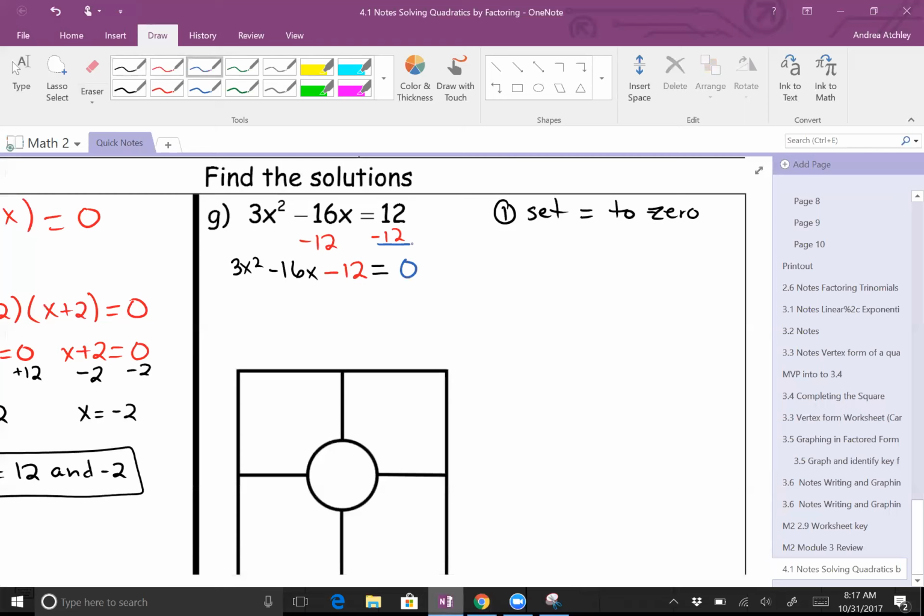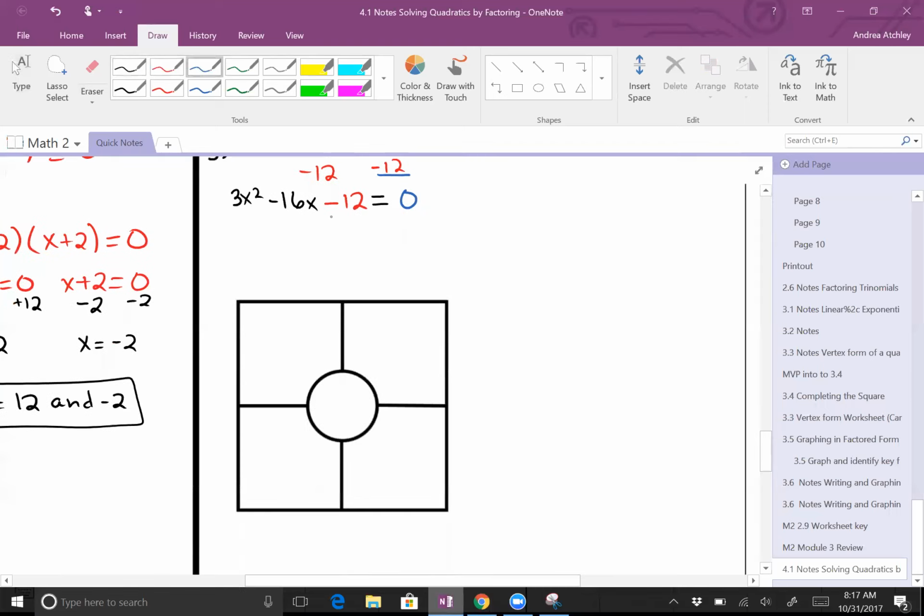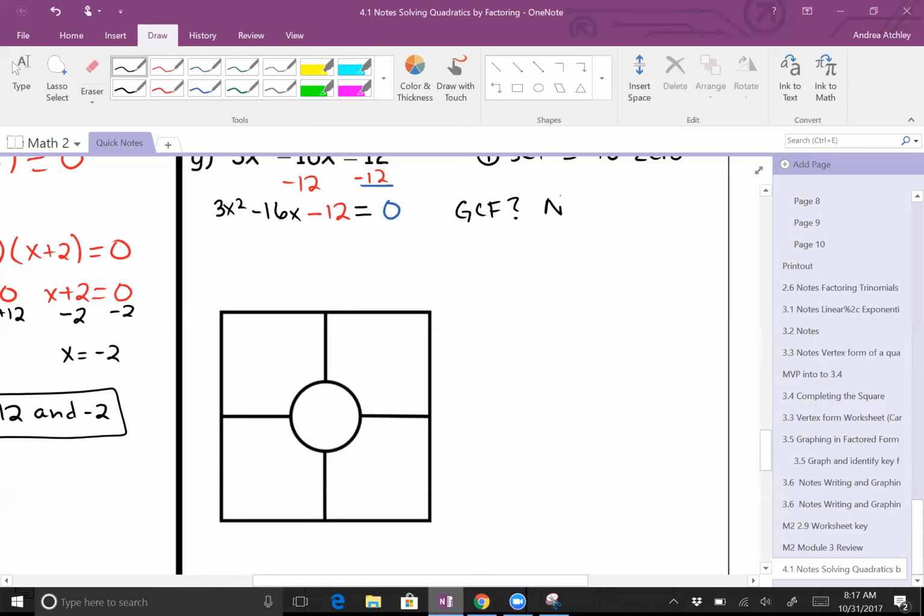Now that it's equal to 0, I can factor it. Does this have a GCF? Can they all be divided by something? No. In this case, no. So you guys do want to check to see if there's a GCF. It'll make it easier for you guys to factor and solve it. So 3x squared minus 16x, and then minus 12. Okay, you all factor that.